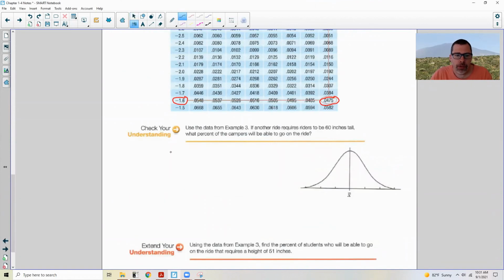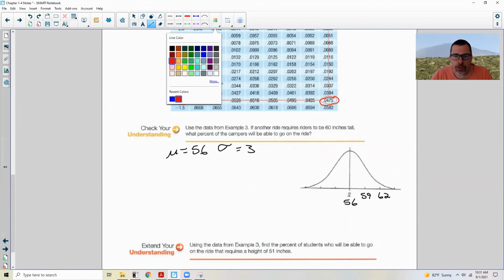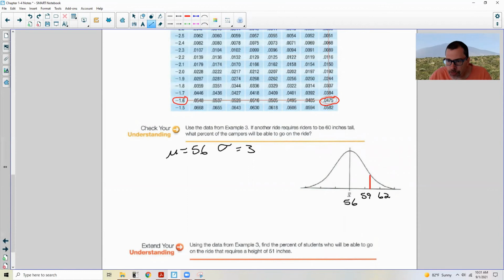Okay, so mu equals 56. So that goes here. Standard deviation equals 3. So this is 59, adding 3. This is 62, adding 3. And now I know where we're supposed to be to get to 60. So I'm going to first draw a 59, 60, 61. So I want to be 1/3 of the way over into there. And I just kind of answered the question, since this is even values. All right, kind of already answered it. We already found Z without even doing it, but we'll do it anyway.